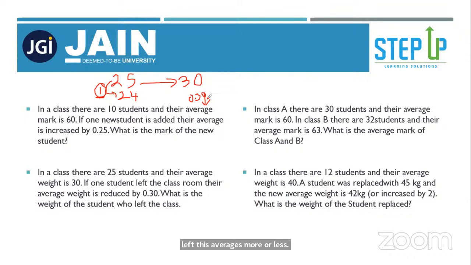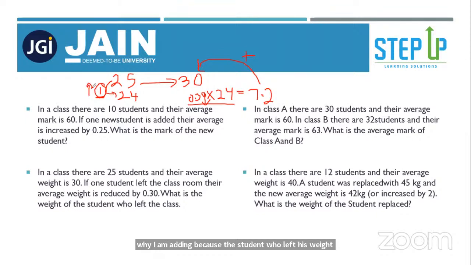So what I do, I'll come back to you. 0.30 is decreased for the remaining 24 members. So multiply it, and you get 7.2. Now you have to add. Why am I adding? Because the student who left, his weight is more than the others. You have to add. Simple concept. The student who left, his weight is more. That is why the average is coming down. Did you get it? Since his weight is more when he's coming out, your average is reducing.